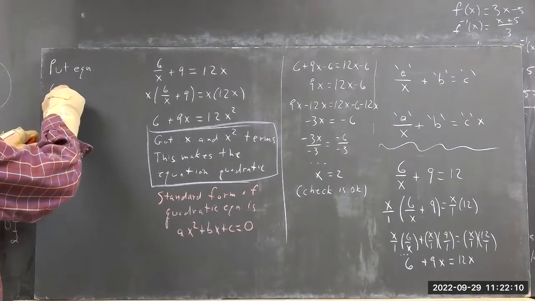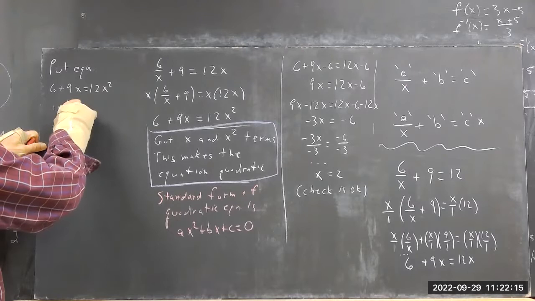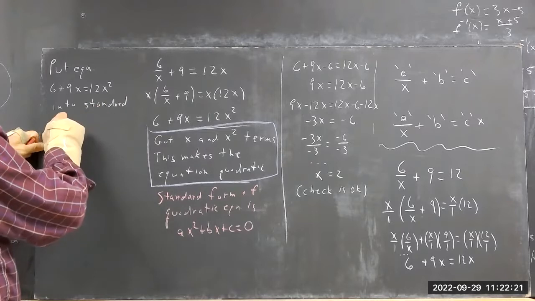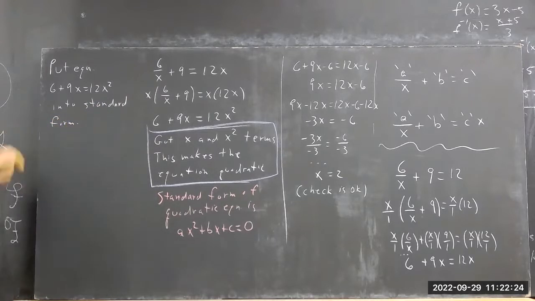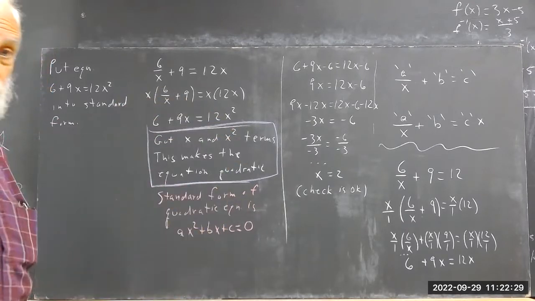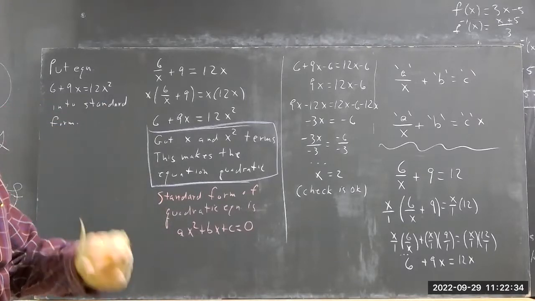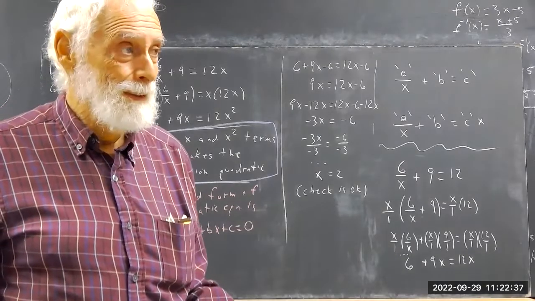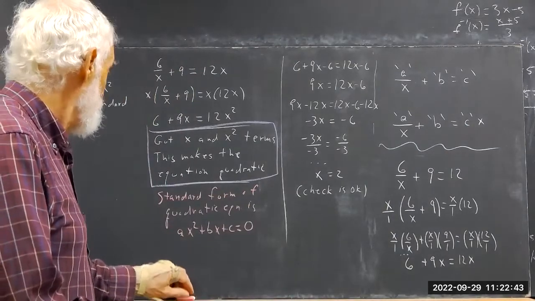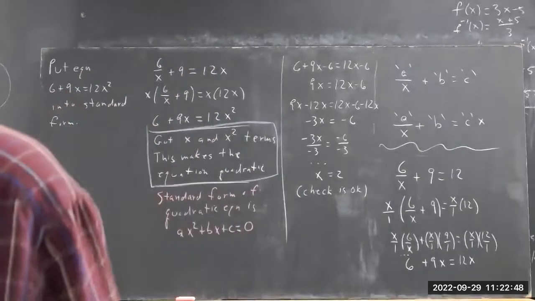Put the equation 6 plus 9x equals 12x squared into standard form. Now, if you don't have your equation in this form here, if you didn't multiply through by x, either do it quickly or just go ahead and use my form. But you have kind of more ownership of your own equation. So if you use your own equation, it might stick with you a little better. Really doesn't matter very much though.